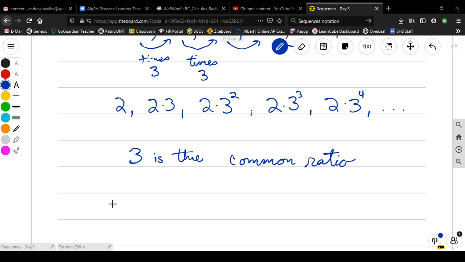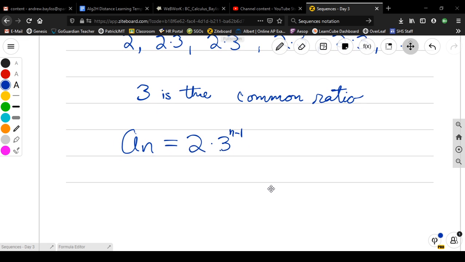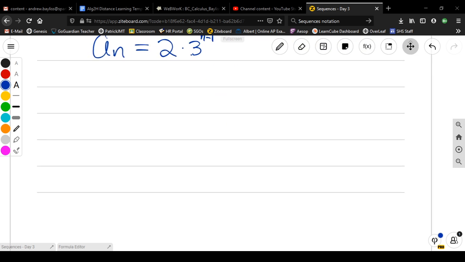And so we might denote this as a sub n is equal to your first term 2 times 3. But notice you don't have 3 to the first here. This would be 3 to the 0. The second term is 3 to the first, the third term is 3 to the second, the fourth term is 3 to the third. So we could write n minus 1. Your nth term is not going to be 3 to the n, it's going to be 3 to the n minus 1. And that is your general term for this particular geometric sequence.